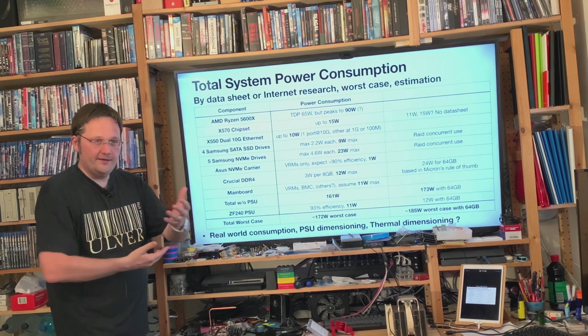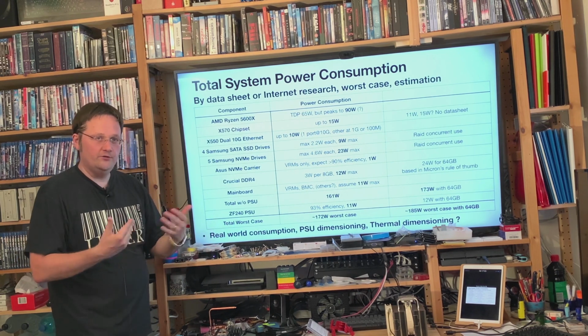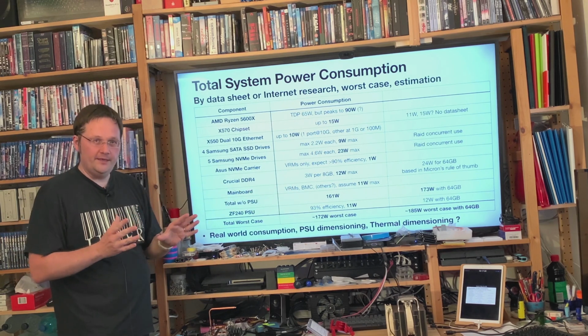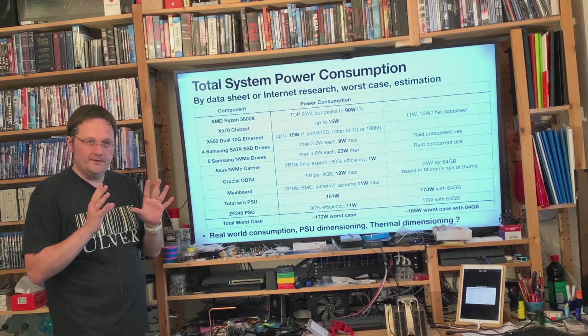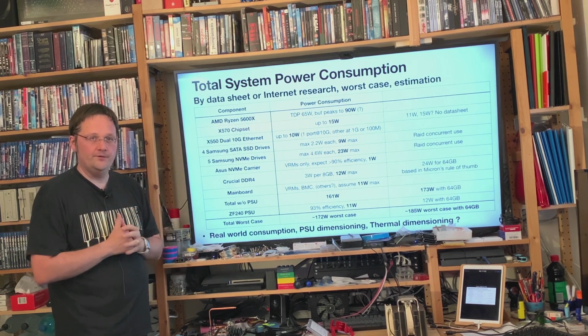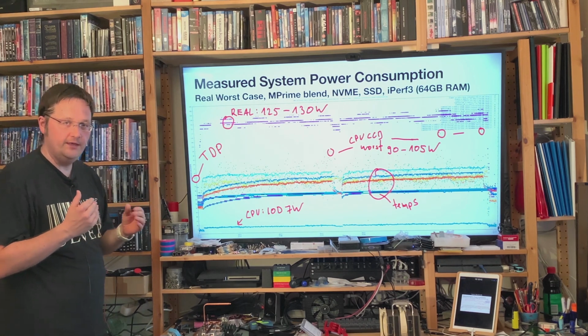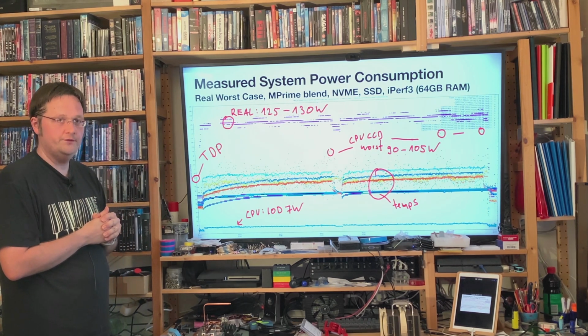So it's always the mix of what is going on which determines what is actually happening in reality. These numbers are just a rough indication, but in reality, the numbers might look different. And this is what we are going to find out as well. So here we see an analysis of the real power consumption of the system.